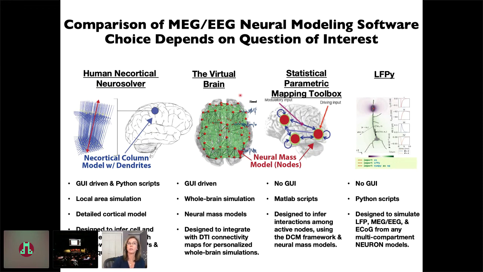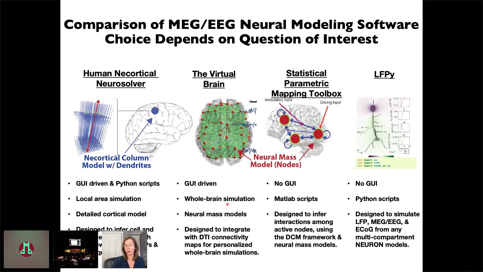Two other software tools, The Virtual Brain and the Statistical Parametric Mapping toolbox that has the DCM framework, use more reduced representations of neural activity, these neural mass models. The goal there is to study inter-area activity. The Virtual Brain does whole brain simulations, designed to integrate with DTI to get maps for personalized whole brain simulations based on individual DTI connectivity profiles.